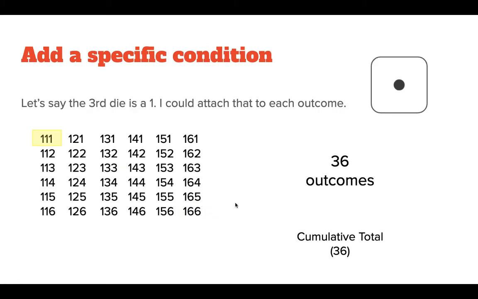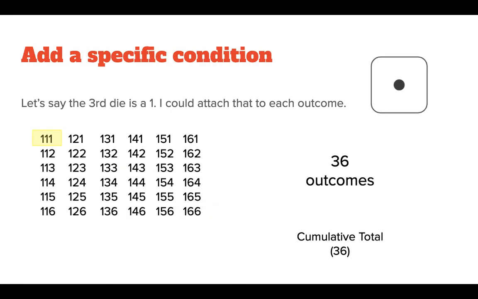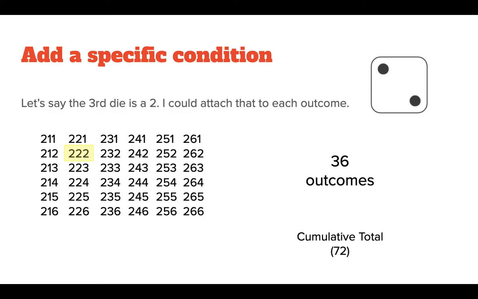Now I add on that specific condition. What if the third die was a 1? Well, I can go back to all of these 36 outcomes I had and just throw a 1 in front of it. There's my third die. What if that third die was 1? Now I have 36 outcomes for if the first die was a 1. Well, you know what? Only one of those are all the same. So 1 out of those 36 was the same. Wouldn't have to be a 1. What if it was a 2? 36 new outcomes if that third die is a 2, and only one of them was a triple.